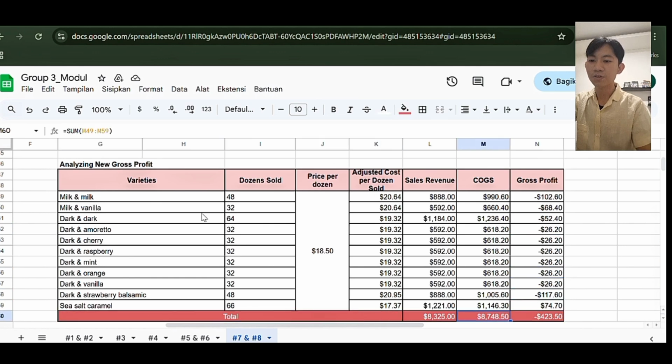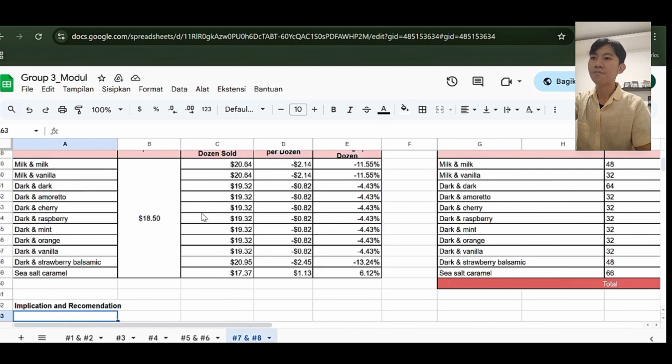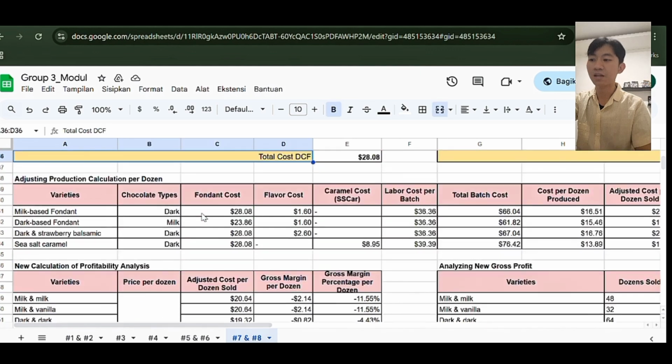But yeah, let's jump into the total calculation of gross profit. The sales revenue is $8,325, with cost of goods sold of 8,748.50. Because gross profit is sales revenue deducted by the cost of goods sold, it makes the gross profit a loss, suffering a loss of $423.50. So it's a bad thing for Tor's business because this is not profitable anymore.